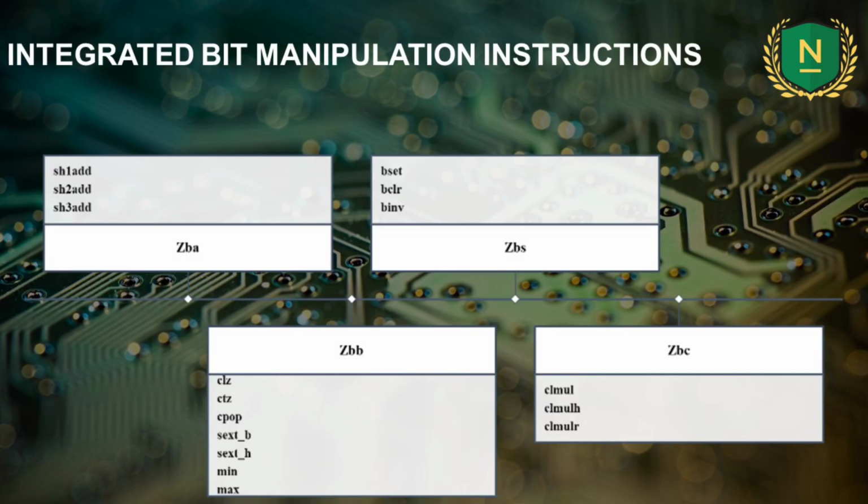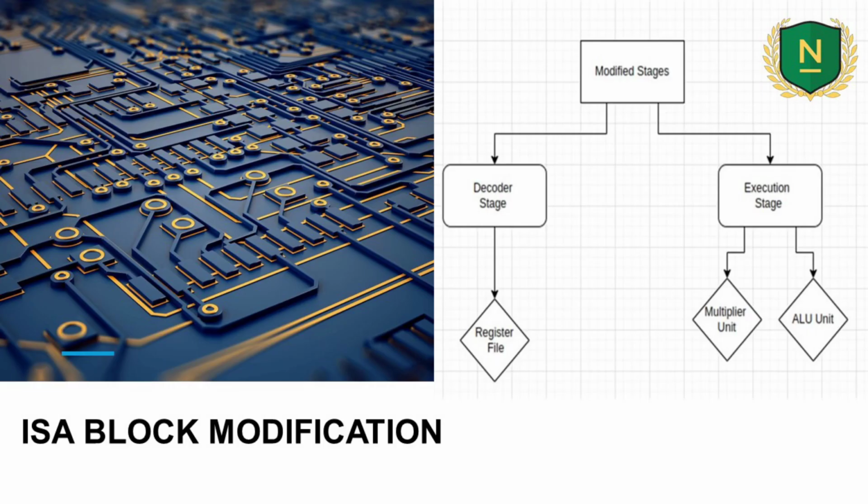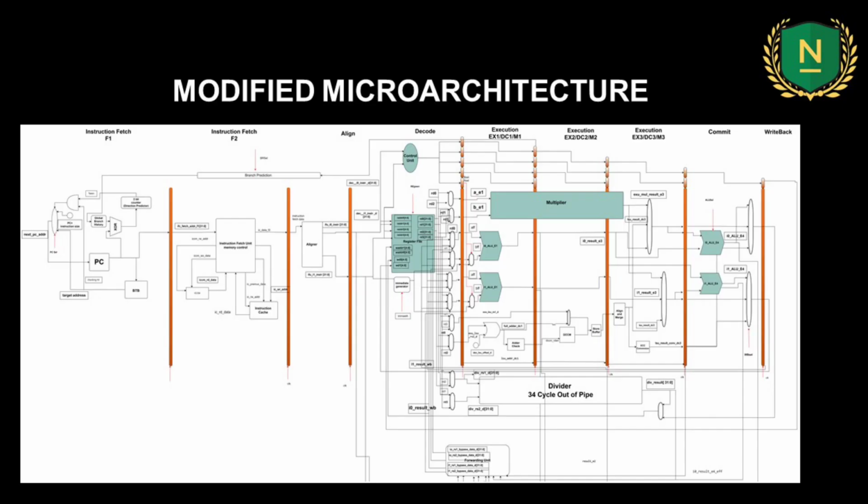These are the instructions that we are integrating in the SweRV EH1 core. We are integrating the instructions from ZBA, ZBB, ZBC and ZBS. These are the stages of the core in which we made modifications based on the type of bit manipulation instruction. Let's see the demo of our integration process. This is the modified microarchitecture of the SweRV EH1 core.